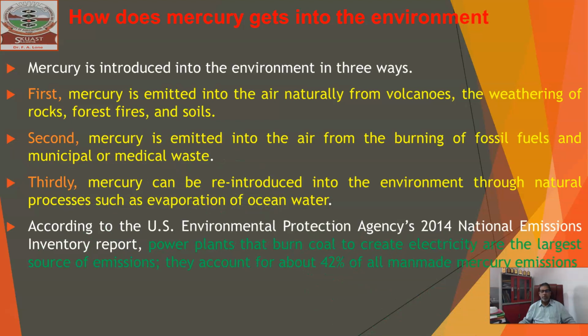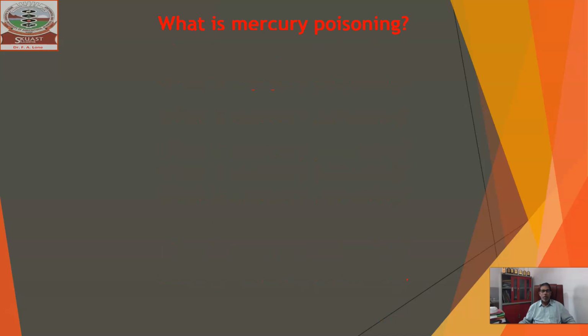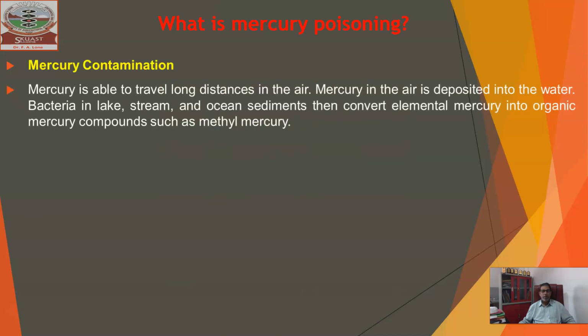According to the US Environmental Protection Agency's 2014 National Emissions Inventory Report, power plants that burn coal to create electricity are the largest source of emissions. They account for about 42% of all the man-made mercury emissions. And what is mercury poisoning? Mercury contamination, as you know, mercury is able to travel long distances in the air. Mercury in the air is deposited into the water.